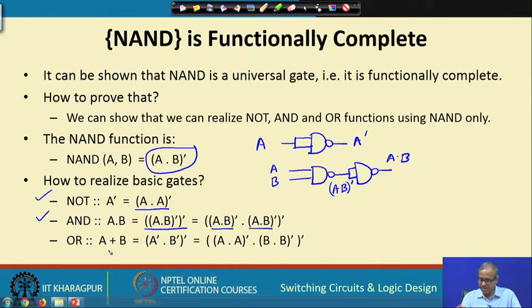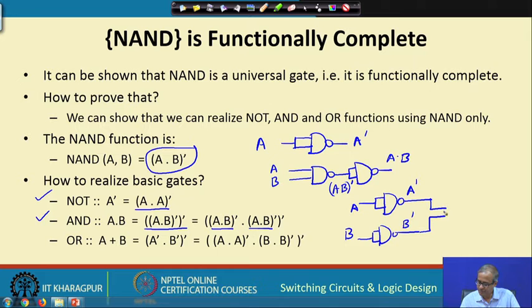Well, OR is a slightly more complex structure. See, OR you can implement like this. First you need two NOT gates, you apply the two inputs here, A and B. So, you have A bar and B bar implemented. Then you connect these two to another NAND gate. So, what I say is that this will implement OR.